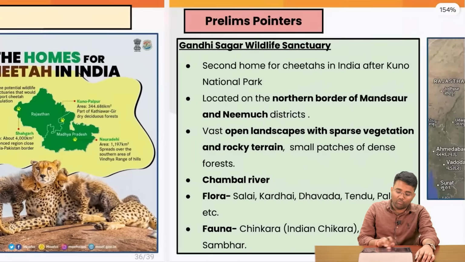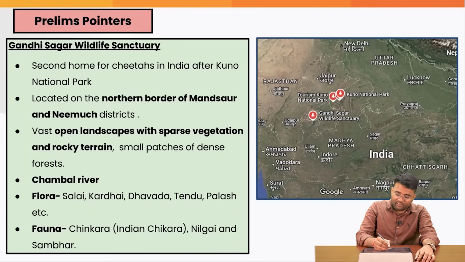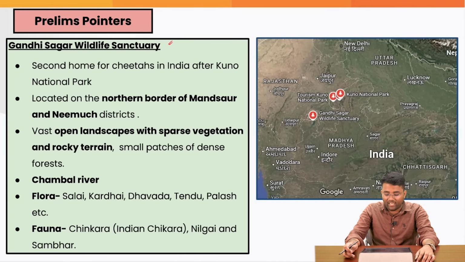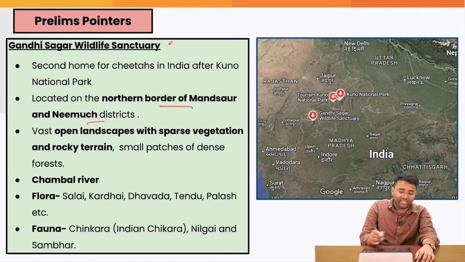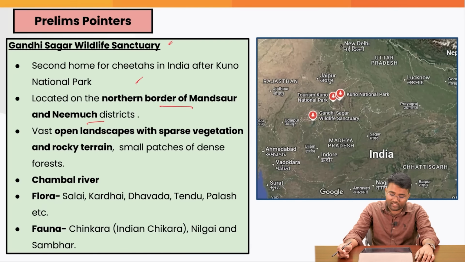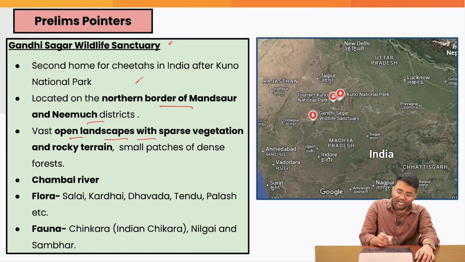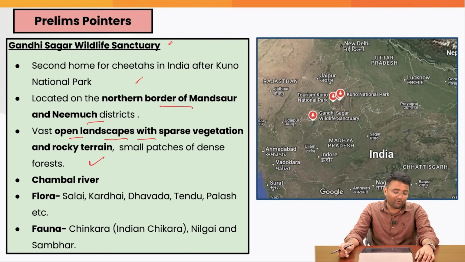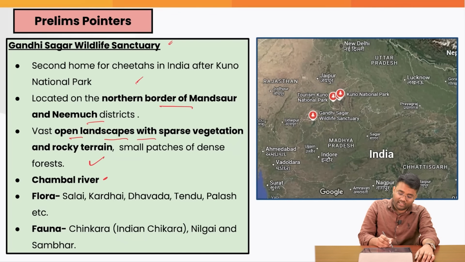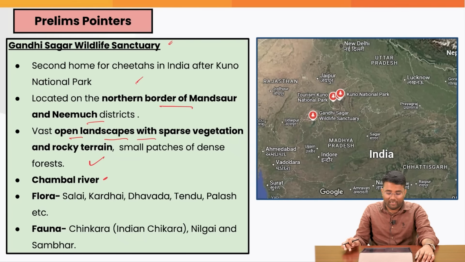And the second home of the cheetah where they will be reintroduced is the Gandhi Sagar Wildlife Sanctuary, that is again on the northern border of Mandsaur and Neemuch districts. It is the second home for the cheetahs in India after Kuno National Park. It is a vast open landscape with sparse vegetation and rocky terrain. Small patches of dense forest are there. Chambal River is near this particular Gandhi Sagar Wildlife Sanctuary.